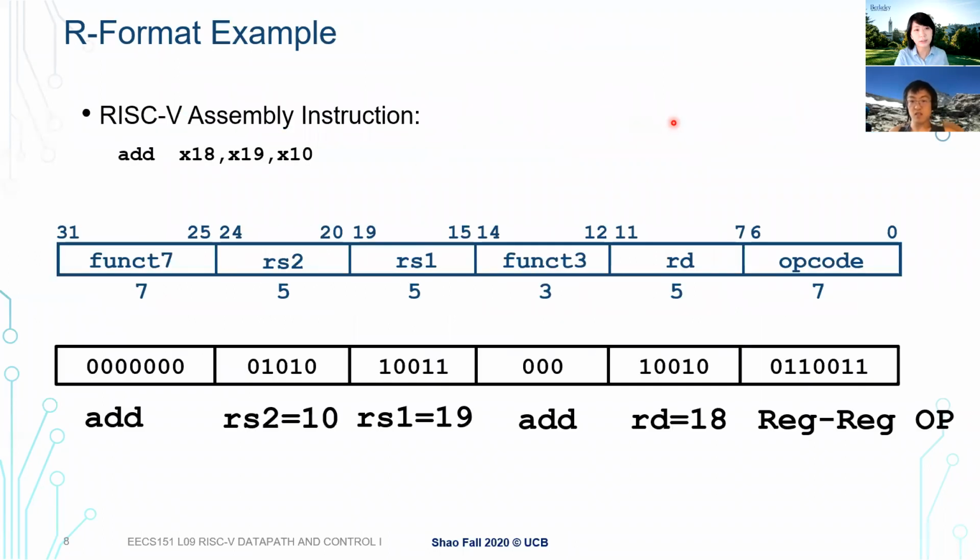So let's see a simple example here. One of the most basic RISC-V instructions is the addition instruction. In this case we have an addition instruction with 3 registers: X18, X19, and X10. All RISC-V encodings always put the destination first. So the first register here is the destination register, and then we have RS1 and RS2 as the 2 source registers.